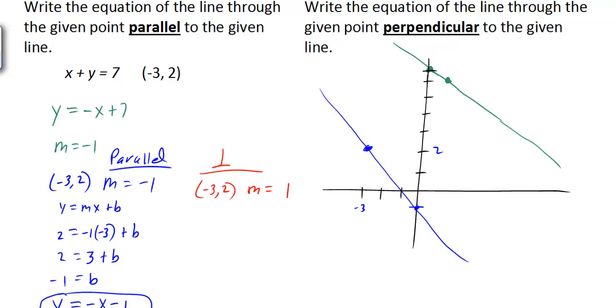So I want to make sure we realize if this is our slope, our given slope is negative 1 over 1. Well, if you take the reciprocal, you're still going to get 1 over 1, but now it's going to be positive because we're going to take the negative of it.